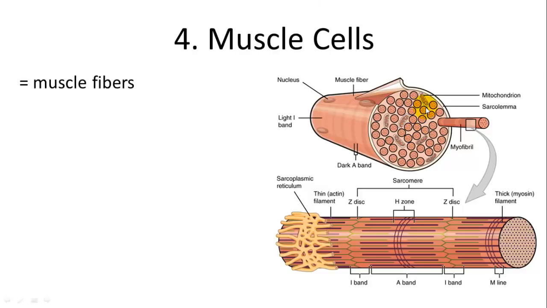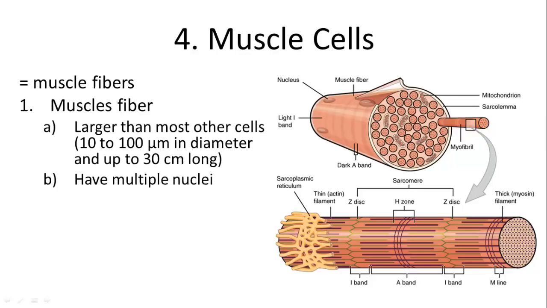Okay, so this is a muscle cell here. Sorry, this is a muscle cell, this whole thing, muscle fiber, which is made of many myofibrils, which is the organelle. The muscle fibers themselves are larger than most cells. They can be 10 to 100 micrometers wide and up to 30 centimeters long, which is about a foot in length. And they have multiple peripheral nuclei, and then the myofibrils are kind of squished all together within the endomysium.